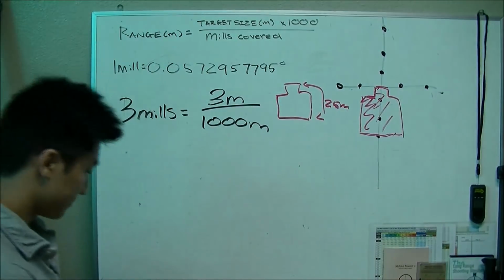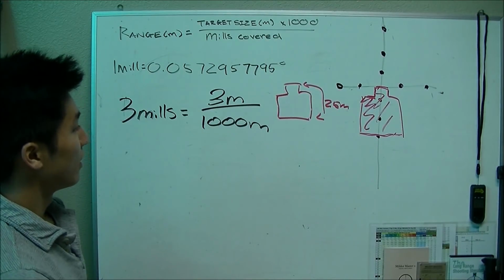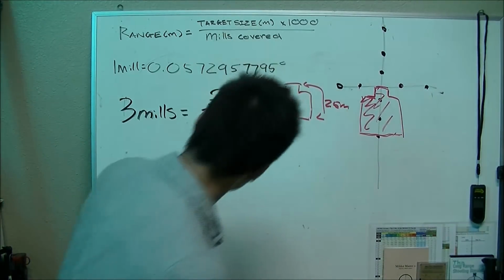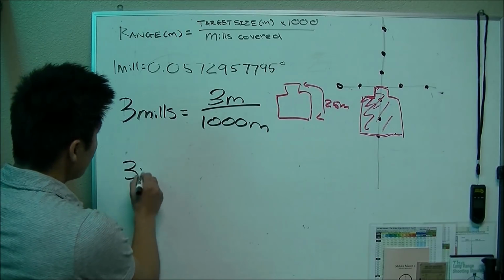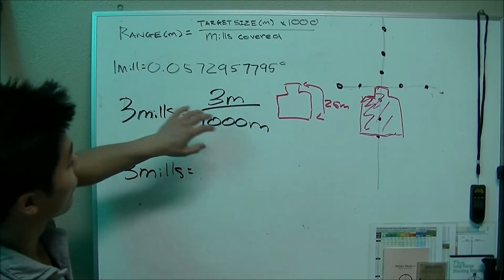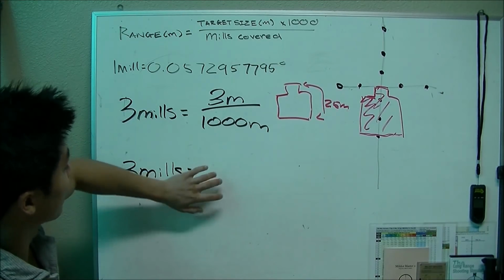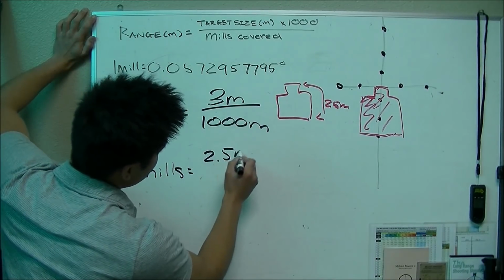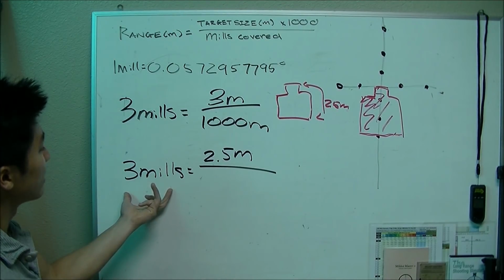So, it's going to cover 3 mills. Now we're like, well, what are we going to do with this? Well, easy answer to that one. We could say 3 mills, and we want a relationship again with what it's going to be at that distance. So we're going to be like 2.5 meters. What is 3 mills going to represent?